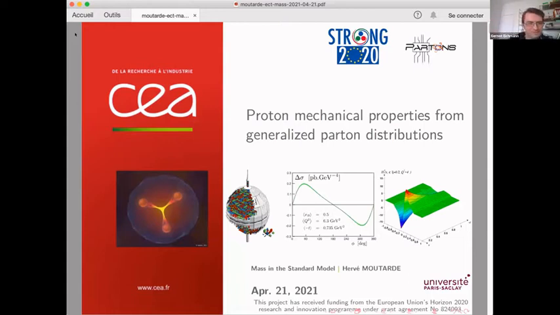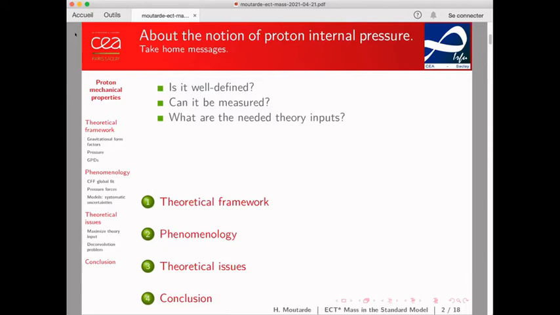Yes. So basically, let me start with the take-home messages. I want to talk about the notion of proton internal pressure, and usually I will start by the take-home messages because basically we all have the three basic questions. Is it a well-defined notion? Can it be really measured? And what are the needed theory inputs, either to perform this study, to get it from the experimental data, or to interpret it on a theoretical basis and learn something from QCD.